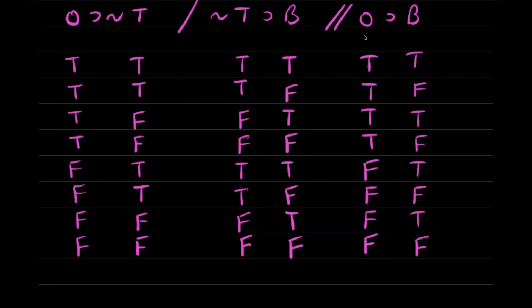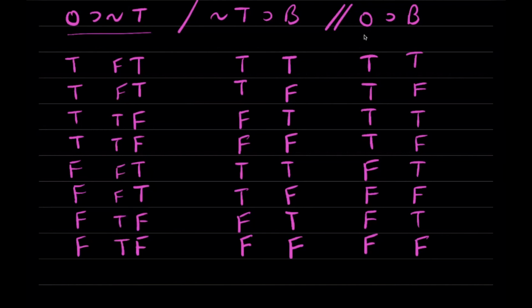Okay, let's complete truth tables for each of these statements. For the first statement right here, we can't figure out the value for that horseshoe until we figure out the value for that negation. So let's figure out the value of the negation. It's just the opposite values of T. So if T is true, the negation is false. If T is false, the negation is true. And so on and so forth.